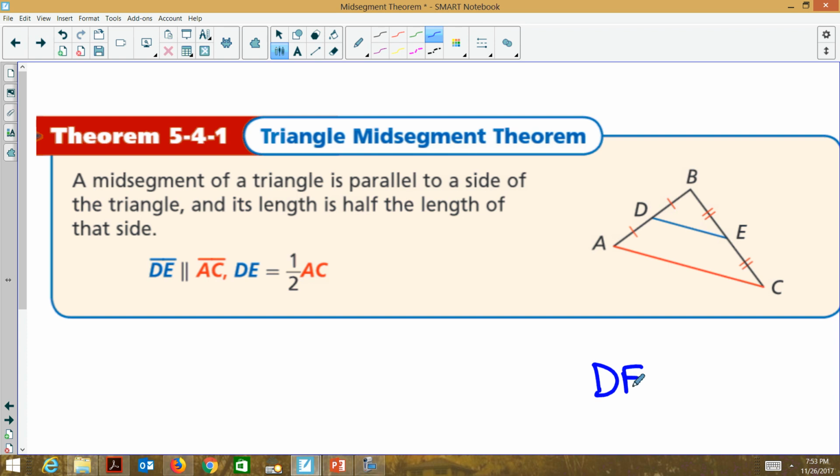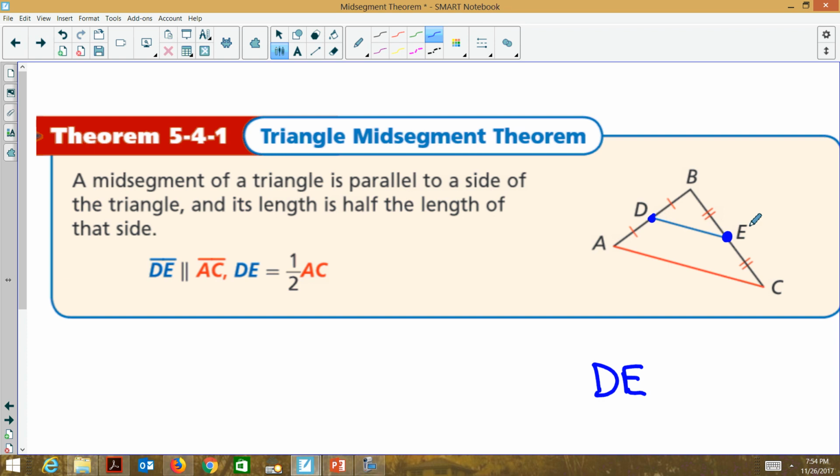And segment DE is the mid-segment of this triangle because of the following reasons. Point D and point E are both midpoints of the lines AB and BC respectively. When you connect those midpoints together, they create a segment, and the segment is called the mid-segment.